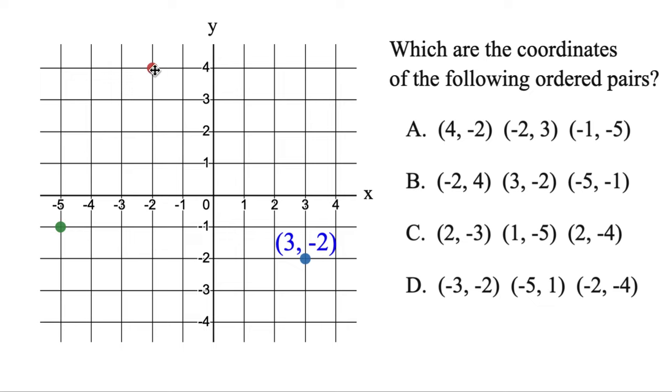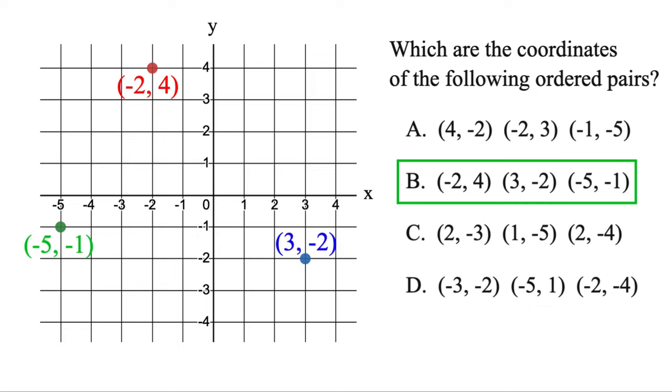But let's just go ahead and practice. That red one, we're going to go to the left 2, -2, then up 4, positive. And then that green one, left 5. So start with -5, then down 1, and that's that. So B's got it all, and that's it. So that's plotting points right there.